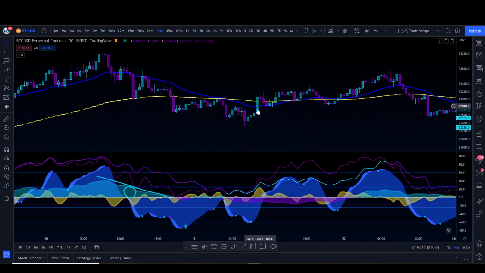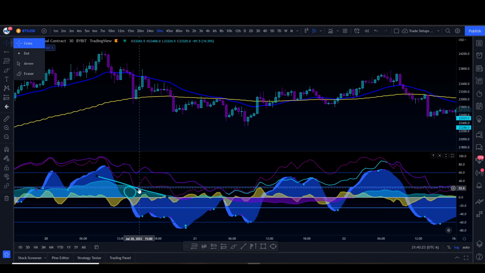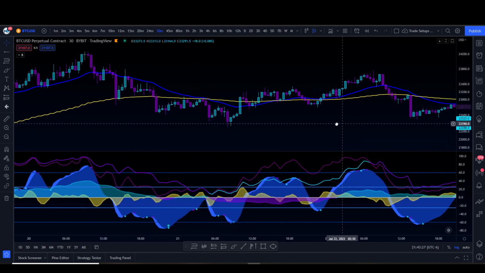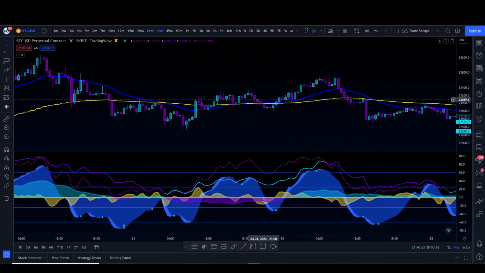Now we're kind of in limbo. We crossed over. We get a back test up, but we don't want to short because when we short, we want the money flow to be green, right? And then we're kind of weaving.